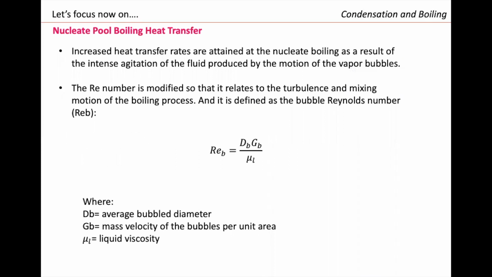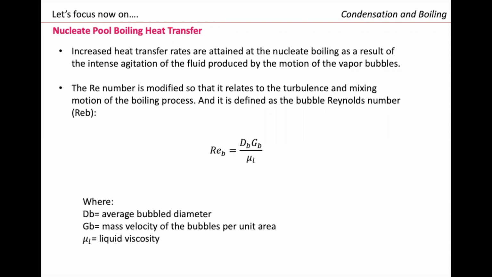Now we are going to focus on nucleate pool boiling heat transfer because it's what we need to study. In nucleate boiling, increased heat transfer rates are attained as a result of the intense agitation of the fluid produced by the motion of the vapor bubbles. So the Reynolds number should be modified so that it relates to the turbulence and mixing of the boiling process. Now we name it the bubble Reynolds number.